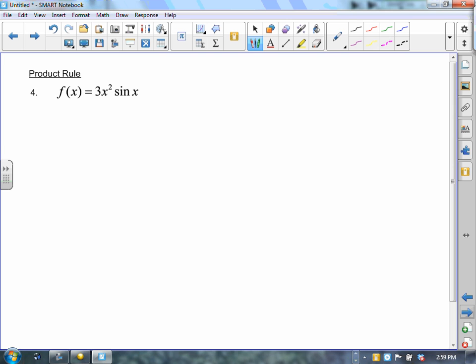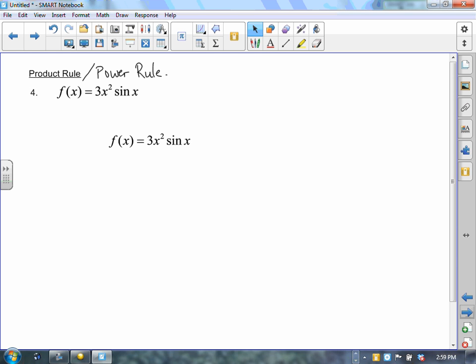Last but not least, let's try this one out. Maybe not quite as daunting a task as before, but we are going to see the product rule being used as well as the power rule for differentiating expressions. So I do want you to see that there are 2 terms being used here. We have 3x squared being multiplied by a second term, sine of x.